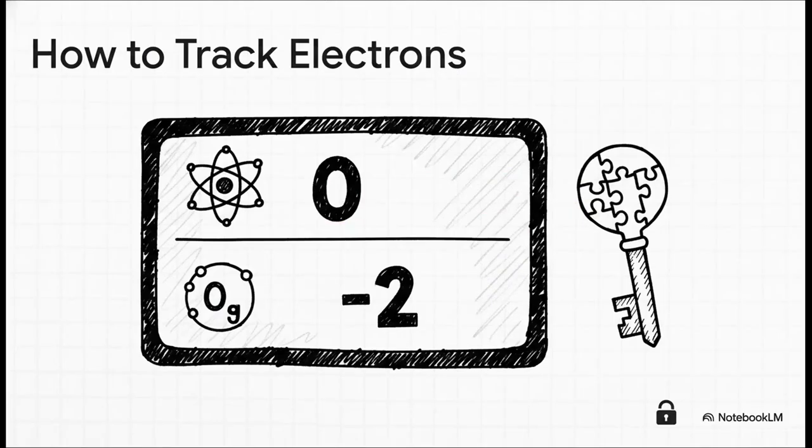So how in the world do we keep track of this trade? Well, we use something called oxidation numbers. Just think of them as a way to keep score for each atom. The rules are pretty simple. Any pure element all by itself, like our magnesium and oxygen at the beginning, has a score of 0. When they get together and form a compound, those numbers change. And that change is the key to solving the whole puzzle.